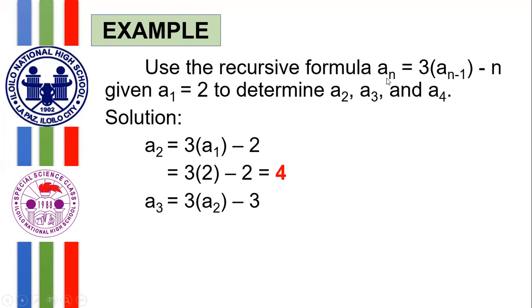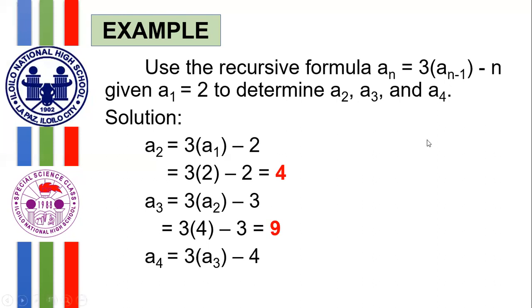We will replace all n's by 3. So you have a sub 3 equals 3 times a sub 3 minus 1, or a sub 2, minus 3. That's why you have this equation here. But what is a sub 2? A sub 2 is 4. So by substitution, a sub 3 is equal to 3 times 4 minus 3, which is 12 minus 3, or 9. So 9 is our third term.